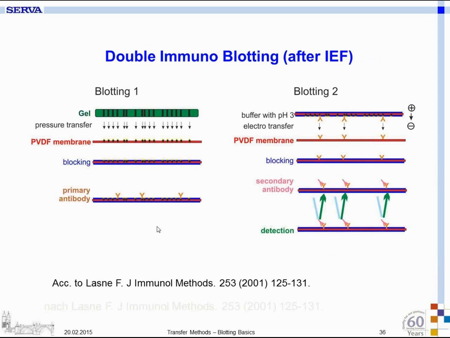One specific blotting method I want to show you in the very end, the so-called double immunoblotting after isoelectric focusing. This method has been introduced by Madame Lasne from France because she's working in an anti-doping laboratory, where they want to detect artificial erythropoietin, short name EPO, sorry to say, in sports people.